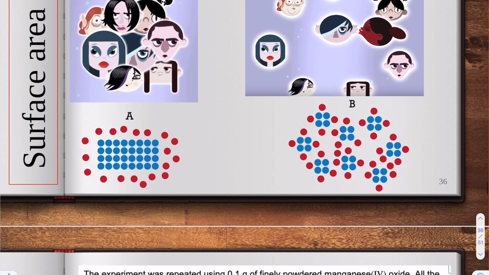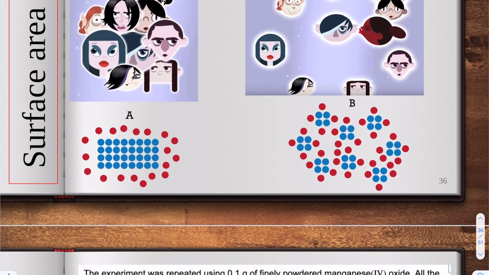If we look, this is like a great big lump of, say, magnesium ribbon. Let's say I had a piece of magnesium ribbon. You can see that if I zoomed in on the particles, the particles would be in 3D space. The particles on the inside would be all protected by the particles on the outside. So all of the particles inside wouldn't be able to collide.